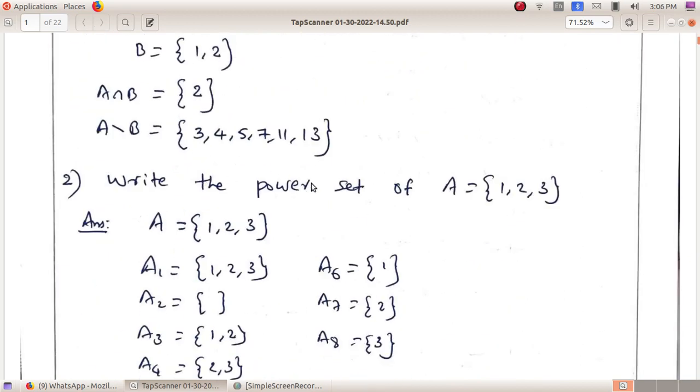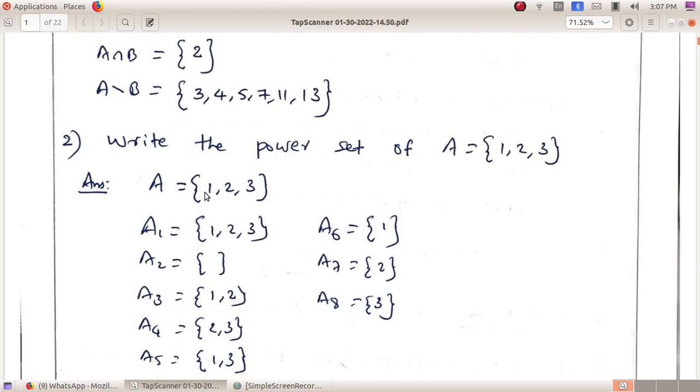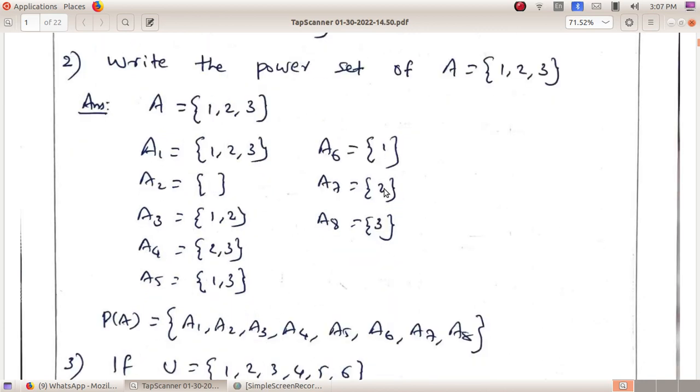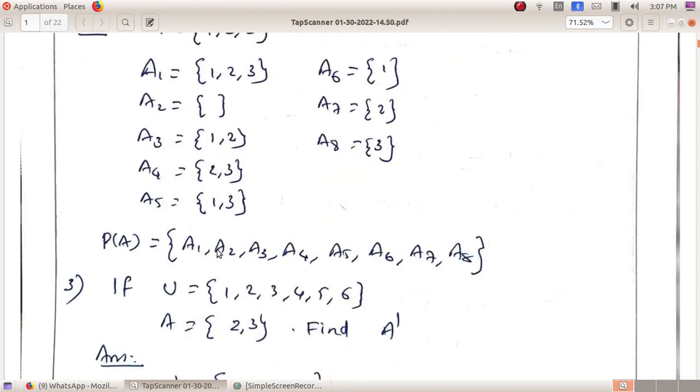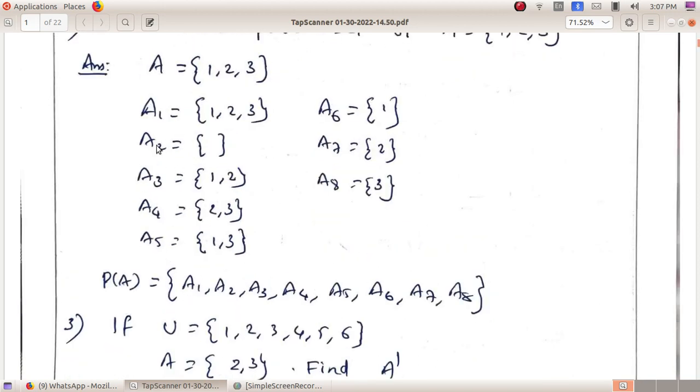Then write the power set of capital A, where A is the set {1, 2, 3}. Power set means what? Set of all subsets of the given set. So we can take the first subset as A1, that is the set A itself. Every set is a subset of a given set. So A1 is {1, 2, 3} and A2 is taken as the empty set. So the given set and the empty set are always subsets of a given set. Then, next are sets of 2 elements: {1, 2}, {1, 3}, {2, 3}. Then {1}, {2}, {3}. These are the subsets of the given set A. Then what about the power set? Power set is the set of all subsets.